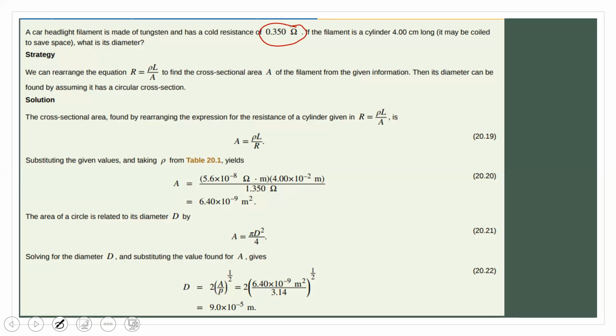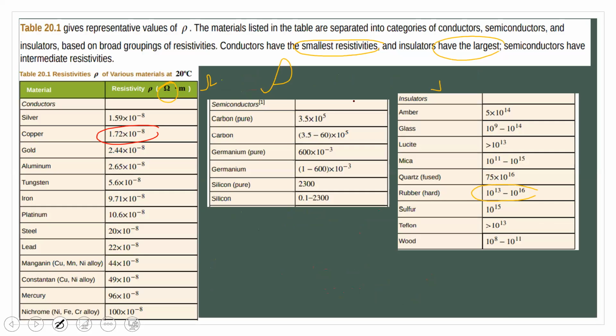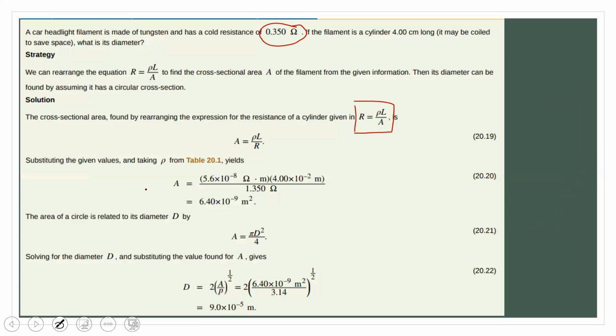We know that R equals rho L over A. Now, rho is 5.6 times 10 to the power negative 8. From where do we get it? Because we are talking about tungsten, let's come back to this table here. It is 5.6 times 10 to the power negative 8. Then, times the length, which is 4 centimeter. We have to write it in meter. So it's 4 times 10 to the power negative 2 over R, which is the resistance, 0.35.